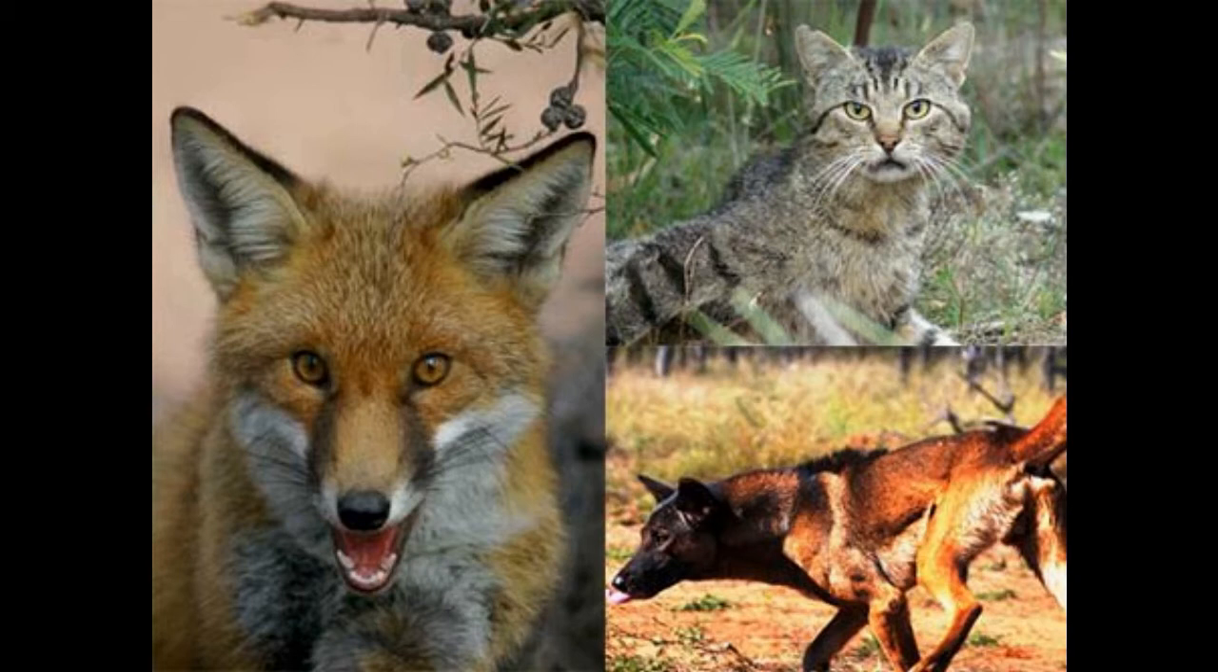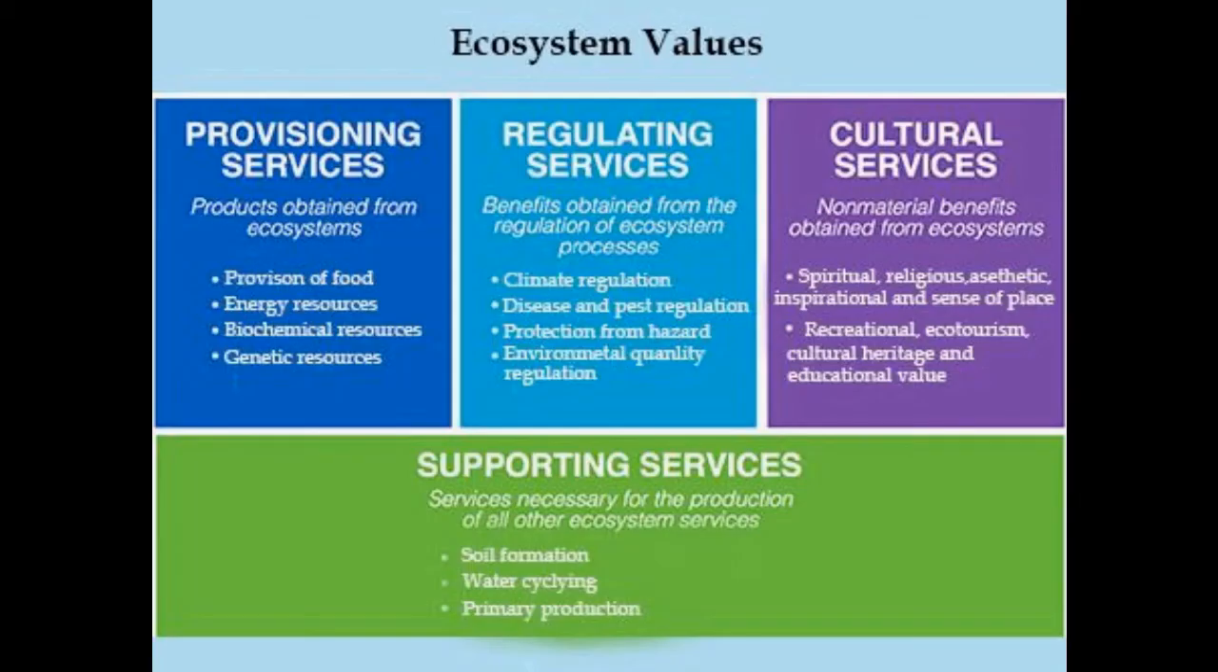sarcosporidiosis. The natural value of ecosystem in Tasman National Park can be presented in different aspects, which include supporting services, regulating services, provisioning services, and cultural services.